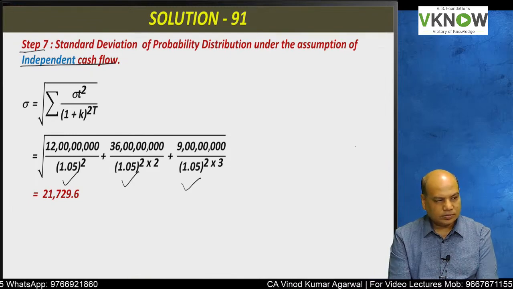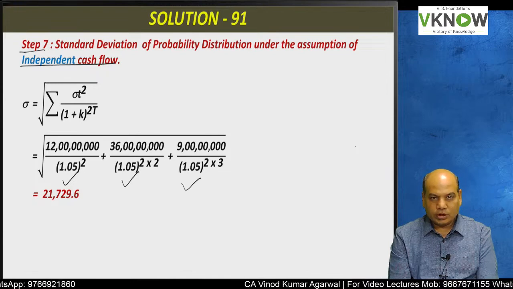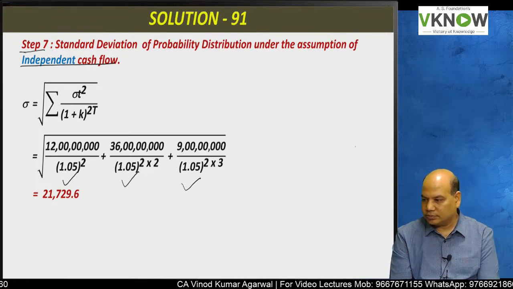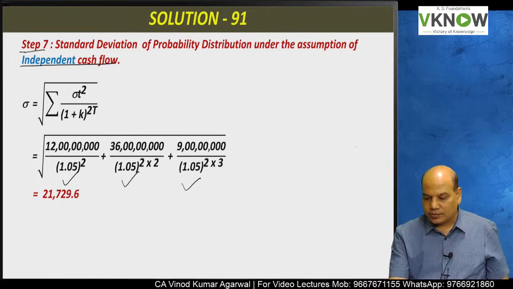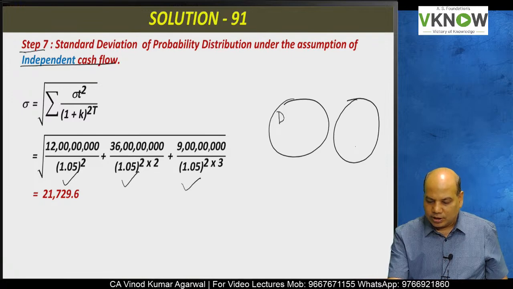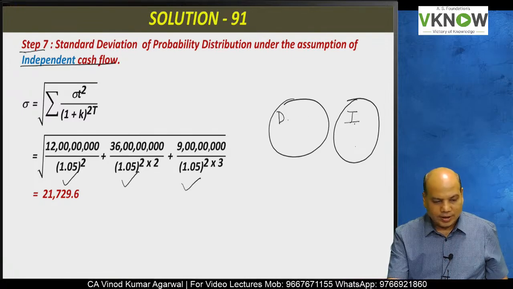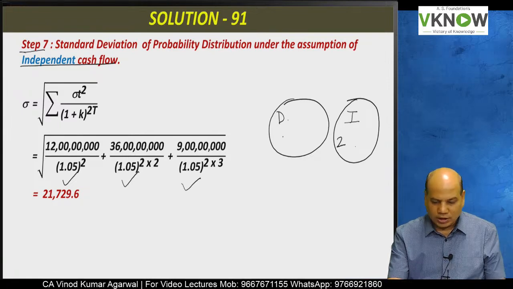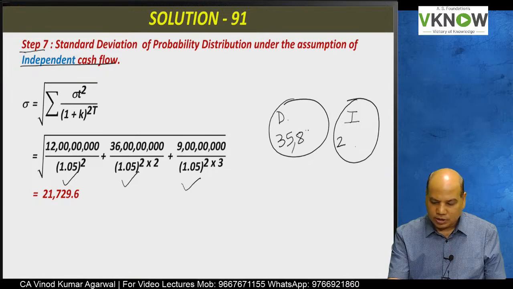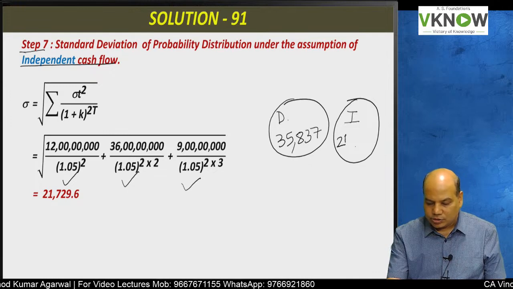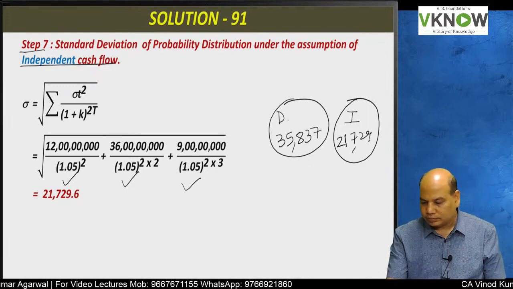217 to 9.6. Okay. The question is, whose standard deviation is more, under dependent assumption or under independent assumption? Under dependent assumption, the standard deviation was 35,837, and under independent assumption, it is just 21729.